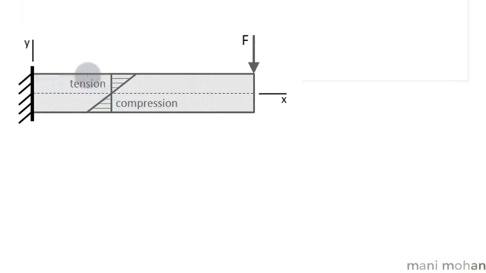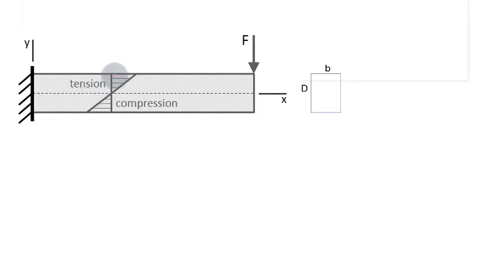Here we have a cantilever beam with a rectangular cross section, where we have the width of beam as B and the depth of beam as D. This beam is subjected to an ultimate load F acting at the free end of the beam. Under the action of this load, we are going to get maximum moment at the support.